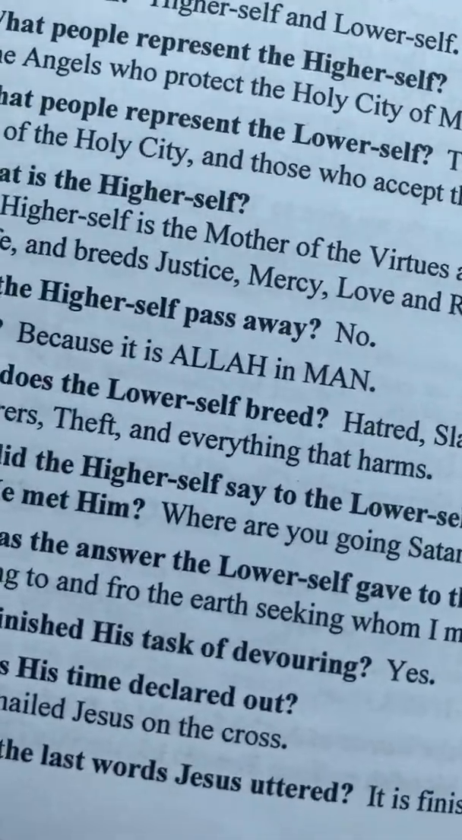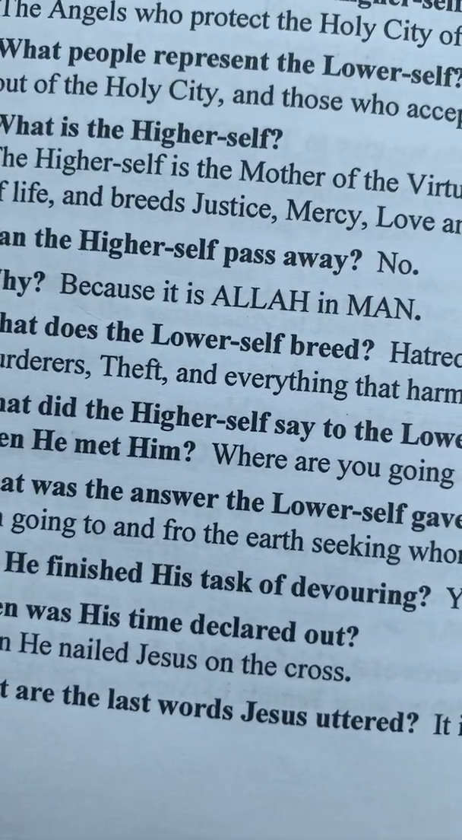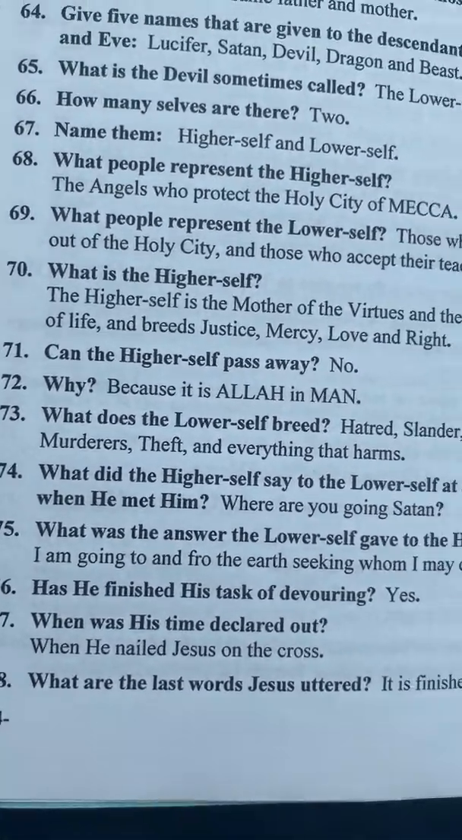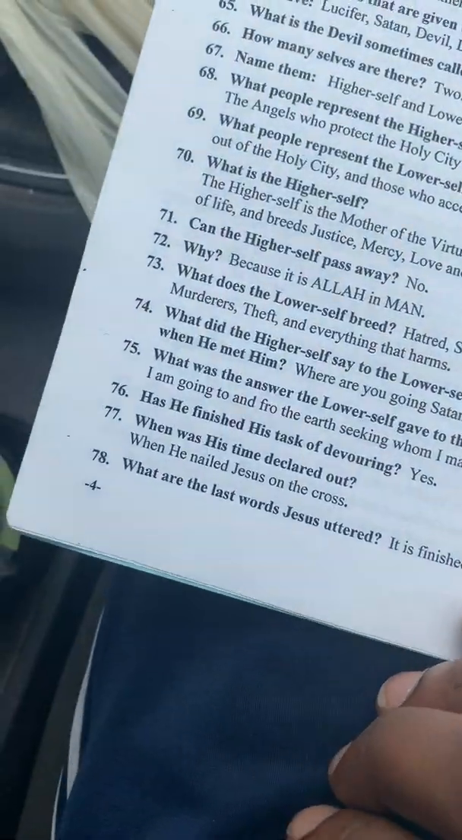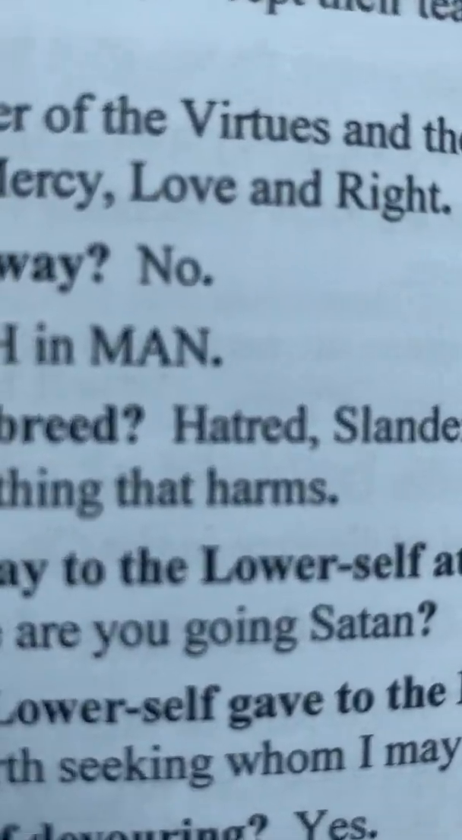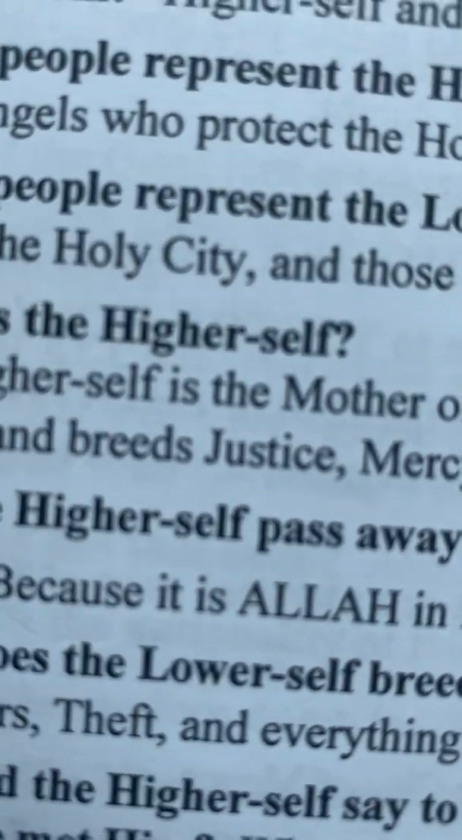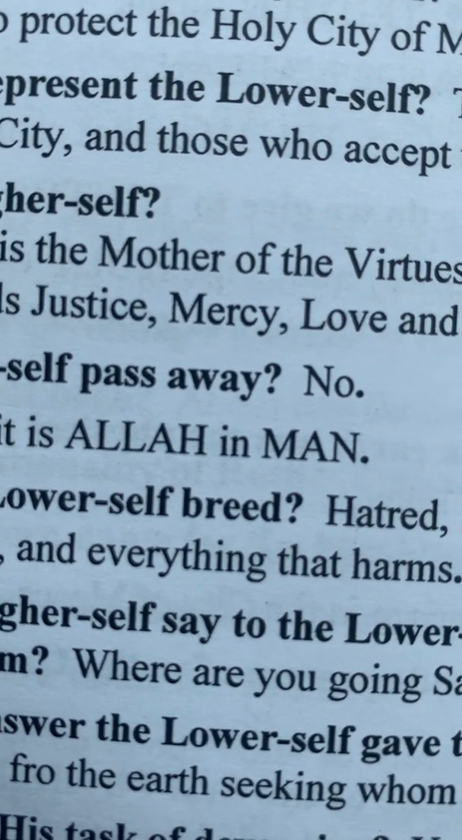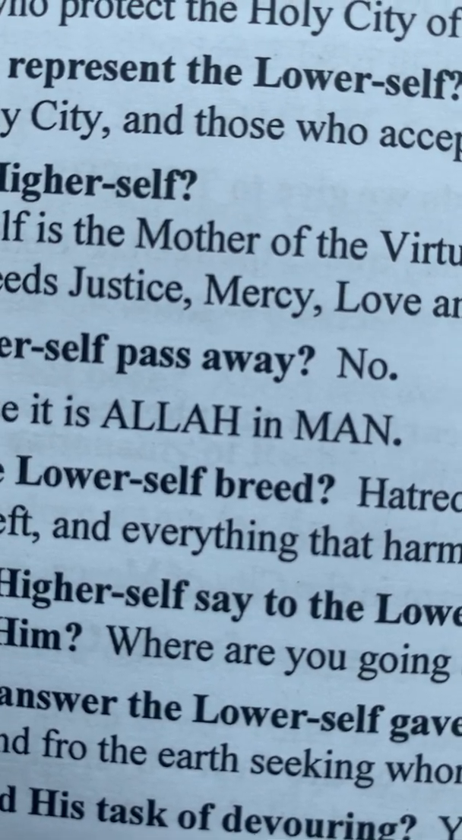The pillar of Boaz represents your higher self in Masonic Lodge. Prophet took all the covers off of that, so I don't know why y'all still stuck in that. 71. Can the higher self pass away? No. Can't. The mother of justice and mercy can never pass away. Ever.